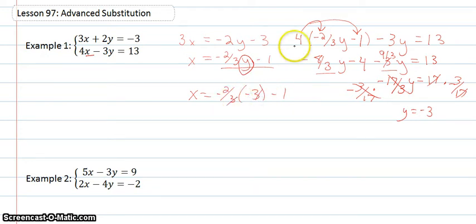So these 3's would cancel out, and this is negative and that's negative, so it'll make the answer positive. So it'll just be positive 2 minus 1, so that's just a 1. So our final answer would be 1 comma negative 3 as our point of intersection for those two lines.